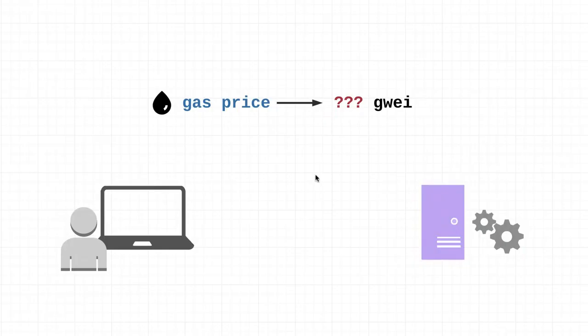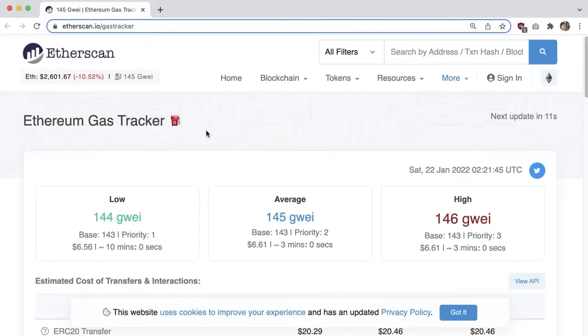Now, the average price of gas is actually determined by the overall demand for the network resources, and a very cool resource that I use quite often is etherscan.io/gastracker. If ever you just want to know the current price of gas, then you can go here and it'll tell you right now it's hovering right around 145 gwei. Oh, hopped up to 162.